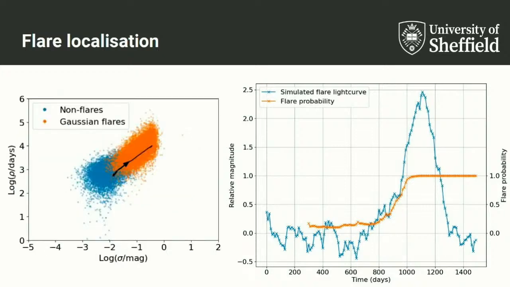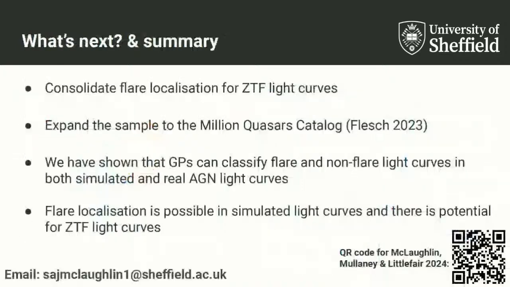And the really cool thing about this technique is that we can actually plot the path that this light curve takes through that hyperparameter space. And so the flare and non-flare distributions we've seen before for simulated light curves. And as you can see, as more of the flare has elapsed, the hyperparameters move further and further into the flare distribution.